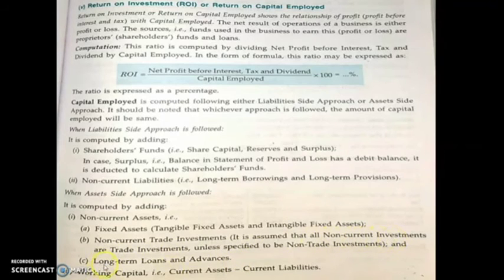Then long-term loans and advances. Those loans and advances which we have given to outsiders, that is our asset. So that will be repaid to us. So long-term loans and advances, these items come under non-current assets. And the second item is working capital. What is working capital? Current asset minus current liability. So under asset approach, you have to consider these items. So you can go with any one approach.